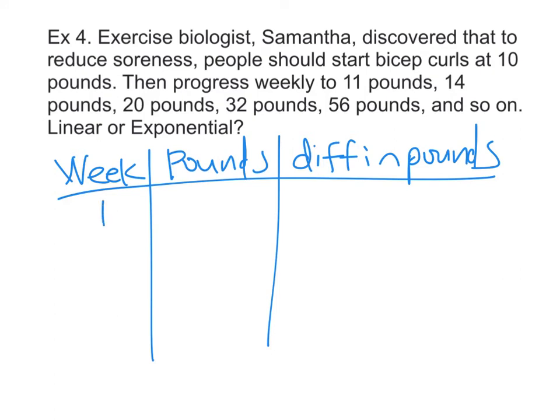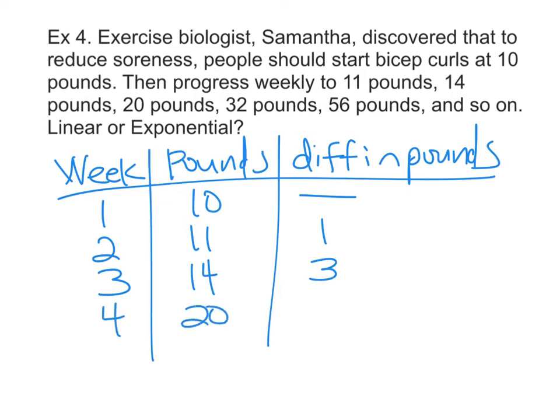So here, week 1, she's starting with 10 pounds. There is no difference because that's week 1. Week 2, she's progressing to 11. That's a 1 pound difference. Week 3, she's progressing to 14, which from 11 to 14 is a 3 pound increase. Week 4, she's increasing to 20. From 14 to 20, that's a 6 pound increase. Week 5 is 32. That would be a 12 pound difference. Week 6 would be 56, which is a 24 pound difference.